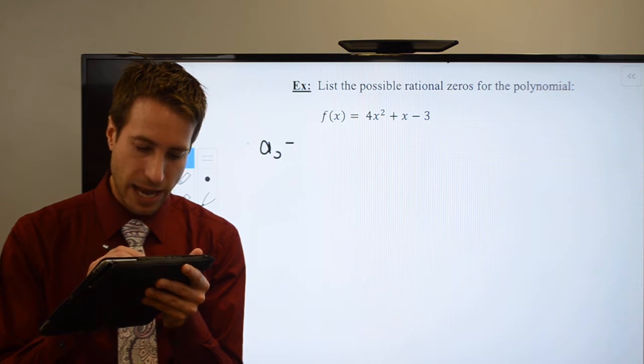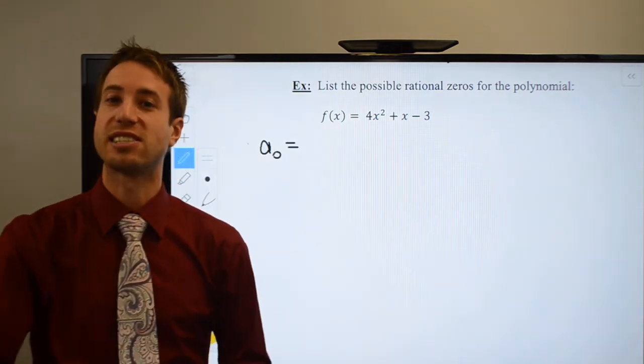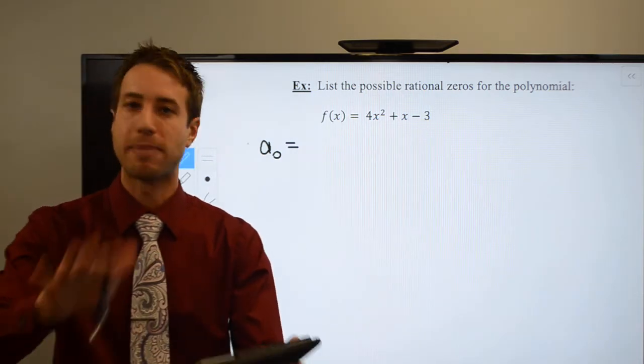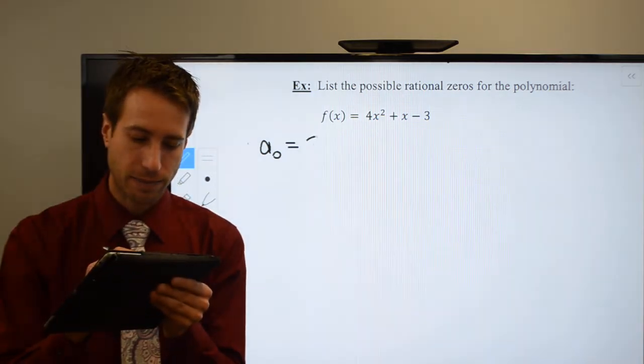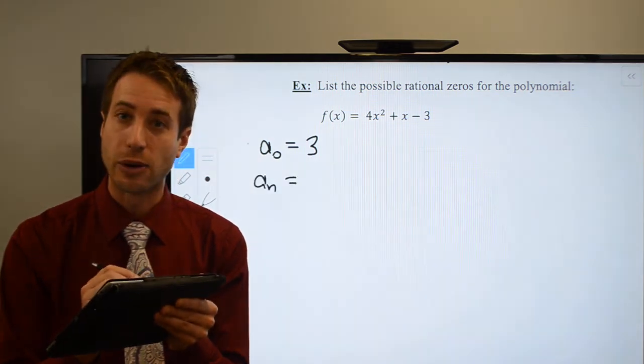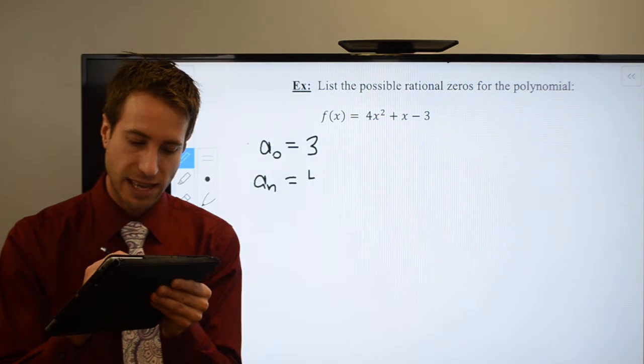There we go. A naught is equal to the constant at the end of my polynomial, which in this case is a 3. Don't worry about the sign. You don't need the sign. It's a 3. And then I need an, which is the leading coefficient. In this case, that's a 4.